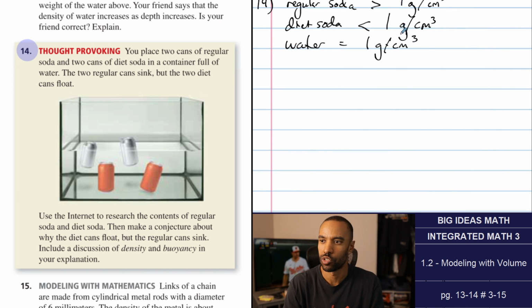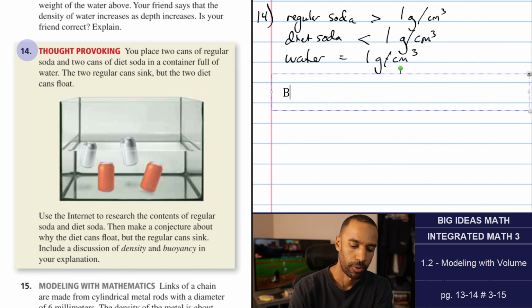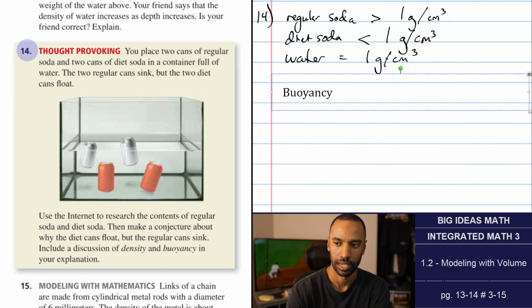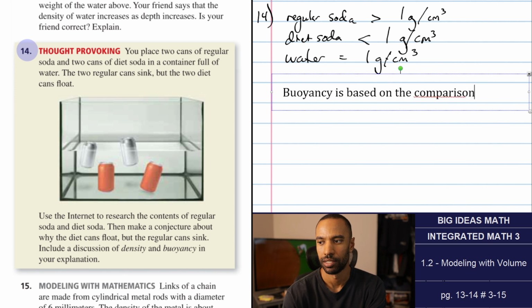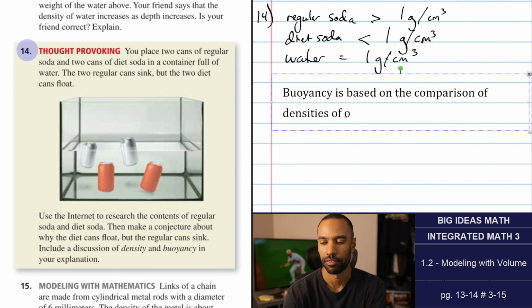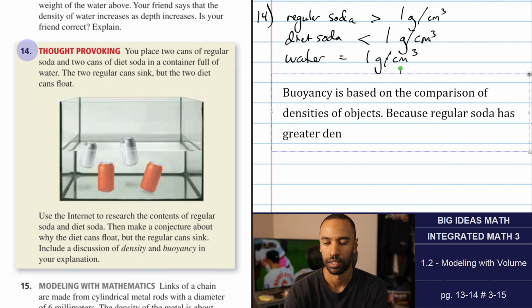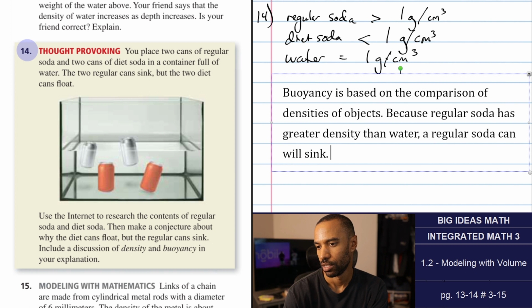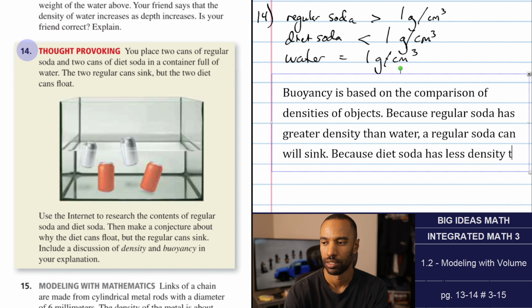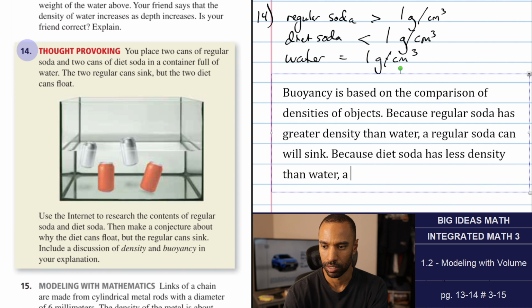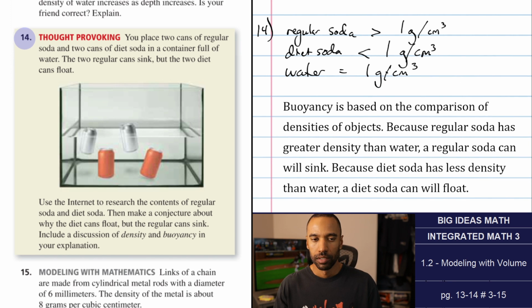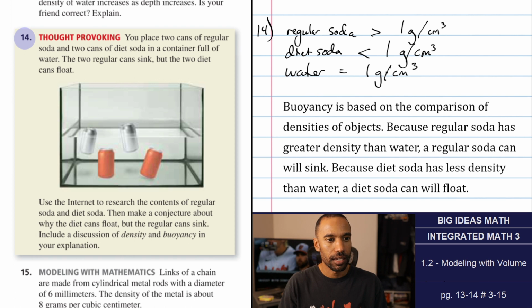So now I'm going to type out the rest here, just to speak on buoyancy. Buoyancy, I can't spell it, is based on the comparison of densities of objects. Because regular soda has greater density than water, a regular soda can will sink. Because diet soda has less density than water, a diet soda can will float. That's basically the idea. Thank you, Internet. Okay, and the final question is number 15.